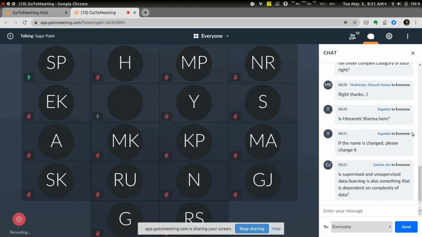Okay, so Garima is asking if supervised and unsupervised learning is also dependent on the complexity of data. Not exactly, Garima. We will shortly talk about the difference between supervised and unsupervised. Yes, your approaches will change based on the complexity of data. But having said that, it has nothing explicitly to do with supervised or unsupervised.